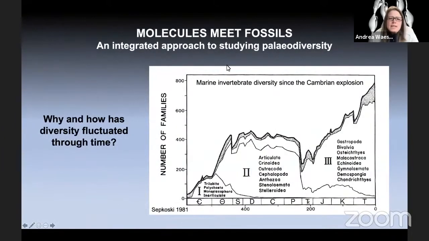Now, coming to the project, Molecules Meet Fossils. So we know from the fossil record that diversity has fluctuated through time. And this is the famous Sepkoski curve of marine invertebrate families over the last 500 million years. And you can see that there are peaks and troughs of diversity, where the troughs are indicating the mass extinction events. And what we're interested in is to look in a bit more detail at why and how this diversity fluctuated through time. We're doing this by integrating molecular evidence in terms of molecular phylogenies and the fossil record.